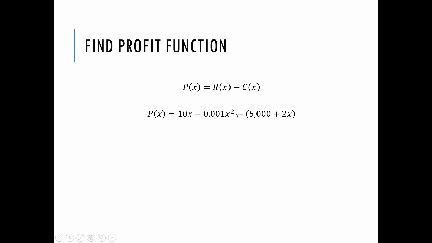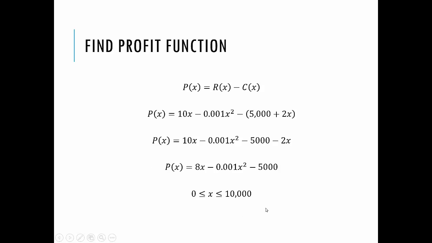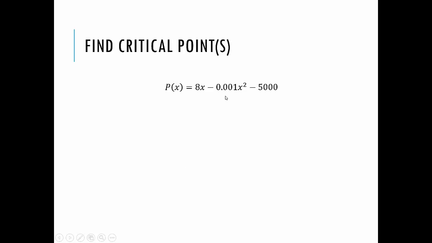Please don't forget to distribute that negative sign. And now I collect like terms. And my profit domain is going to be the same as my revenue, so this still remains the same. How do I find, now that I have a profit function that I want to maximize? I find the critical points, meaning I find the first derivative. I set the first derivative equal to 0.